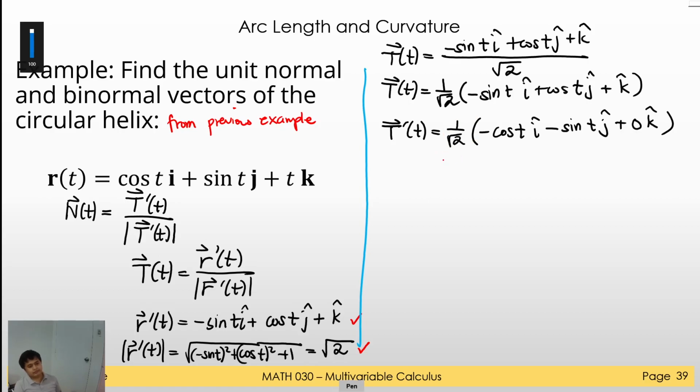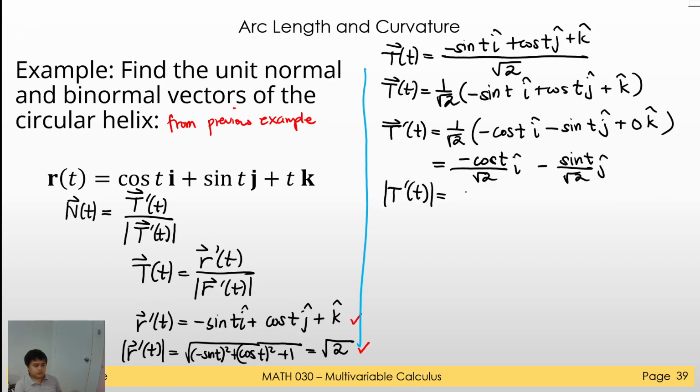You have to include this, right? So I guess we have to really distribute this one, no? So we have negative cos t over square root of 2 i hat, minus sine t over square root of 2 j hat plus 0k, or we can just remove the 0 for now.